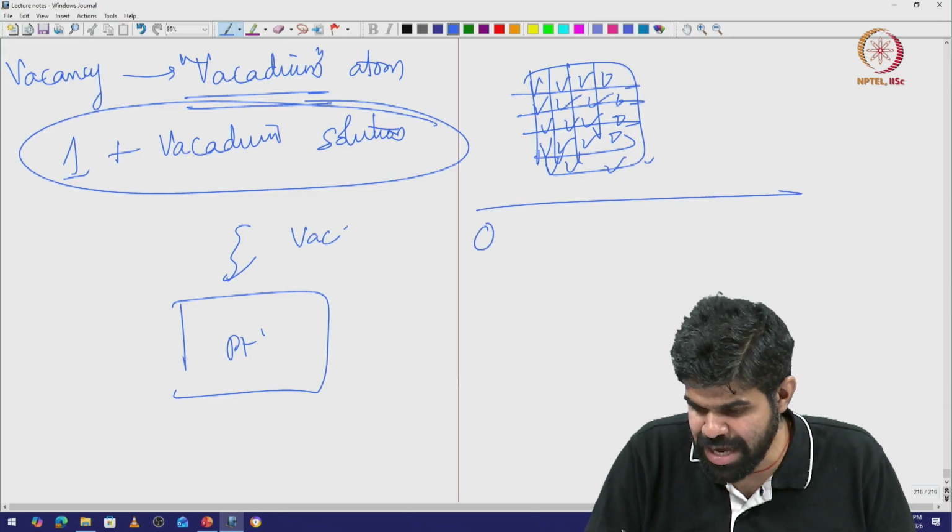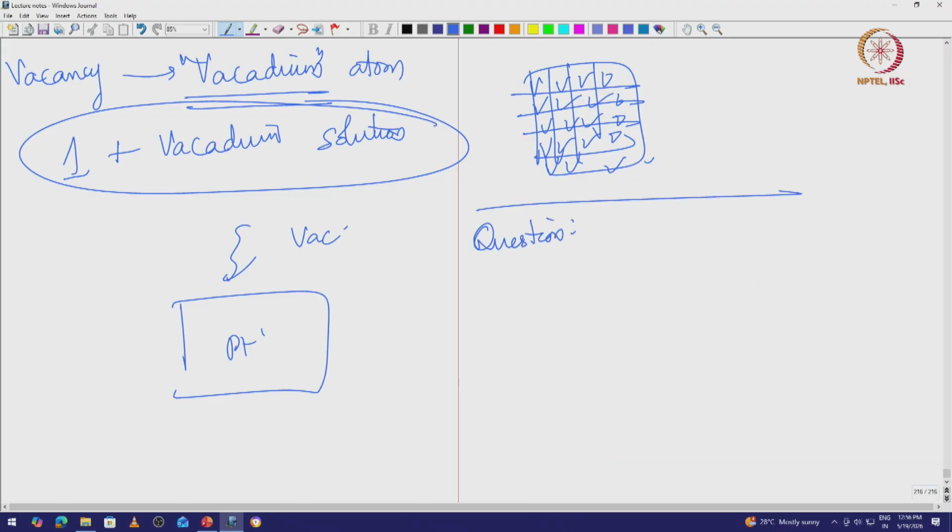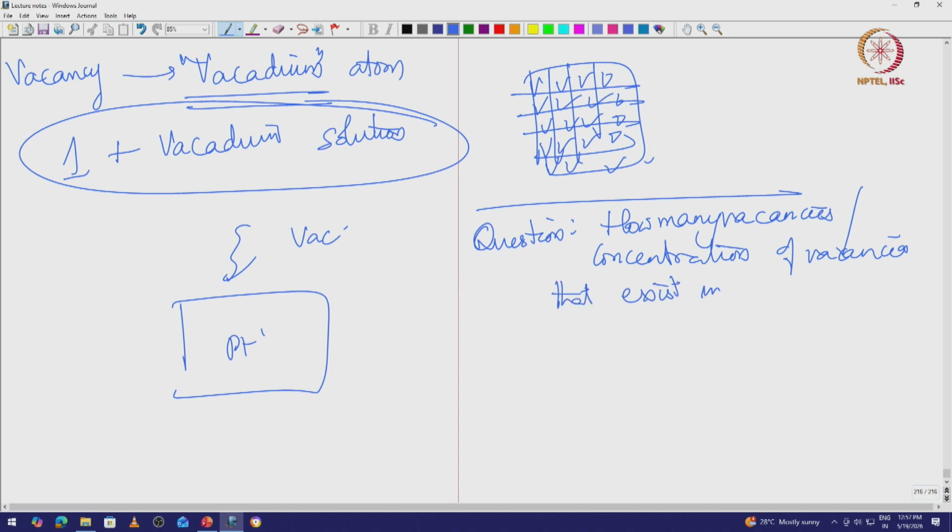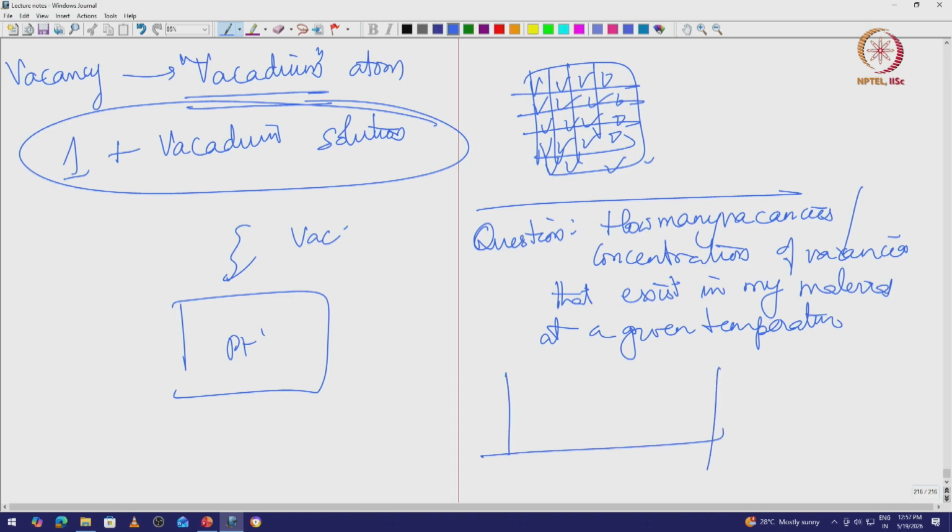So the question that I am asking is: how many vacancies, or the concentration of vacancies, exist in my material at a given temperature. Okay. Now, all right. So I am going to look at this in terms of a needle phase diagram.